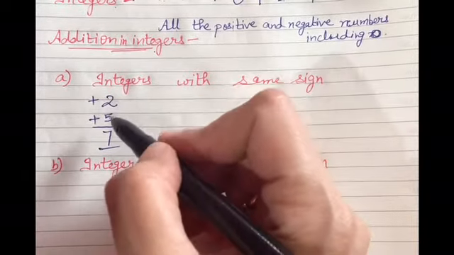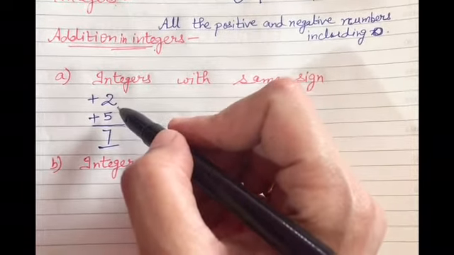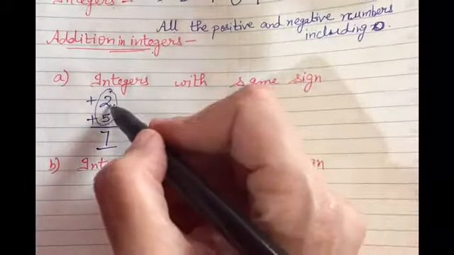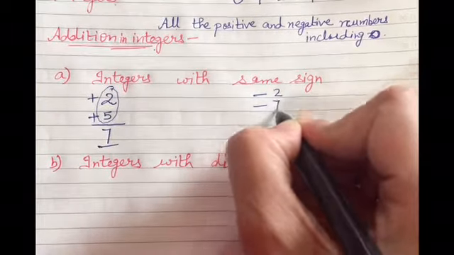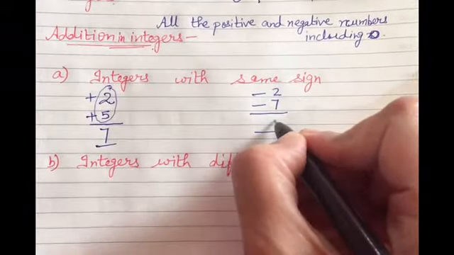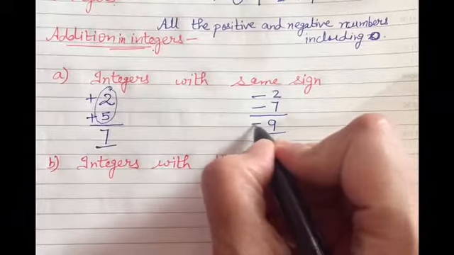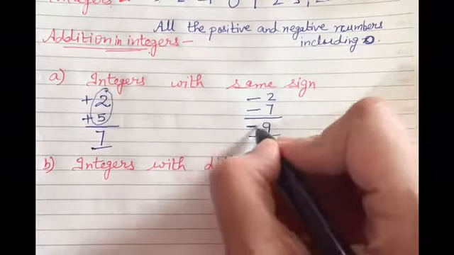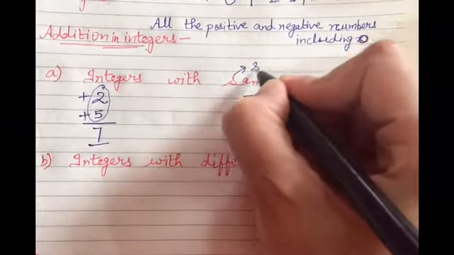So if both the integers are of same sign, in that case we are going to add their digit value. So it is 2 and 5. Fine. If they are negative, -2 and -7, in that case we are going to add them also, but the sign of the answer will be as that of your addends. That is, both were negative, so answer will also be negative. So same sign we are going to sum.